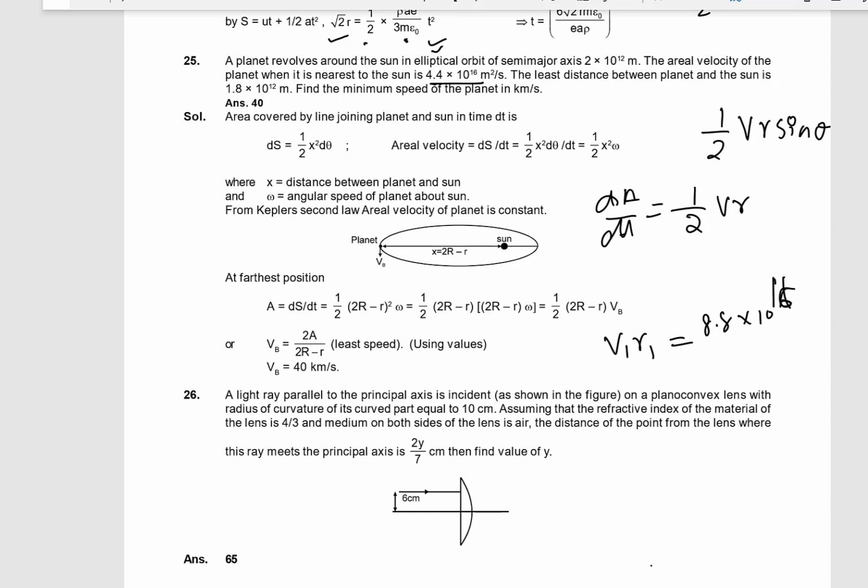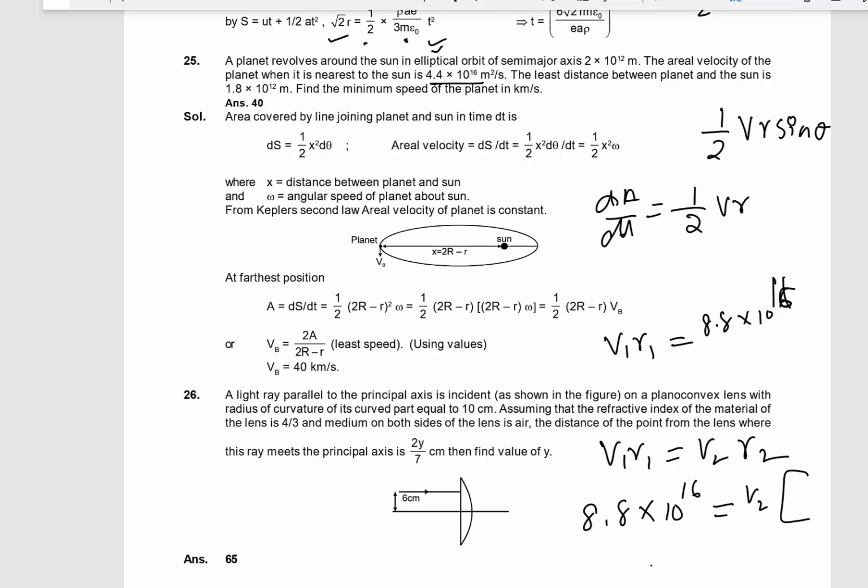8.8 into 10 power 16. Also, for the nearest point and farthest point we have V1 R1 equal to V2 R2. V1 R1 we already have, 8.8 into 10 power 16. We have to find V2. R2's value can be found from the given data.